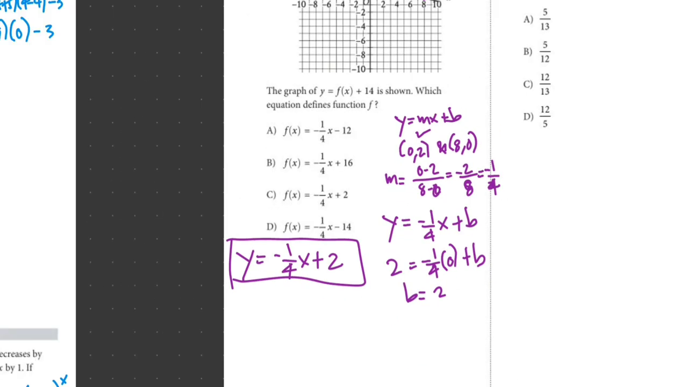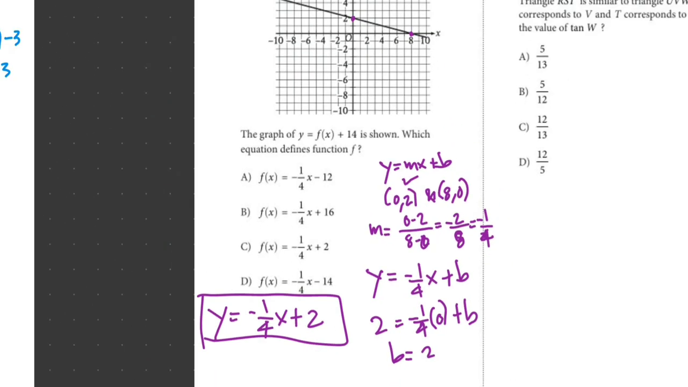Okay. Is the slope correct? Can you see my writings? 0, 2, and then 8, 0. 0 minus 2 over 8, negative 1/4. Then plus b. We choose 0, 2. Of course, b is 2. So the answer is letter C. But you know the answer in the worksheet? It says A.